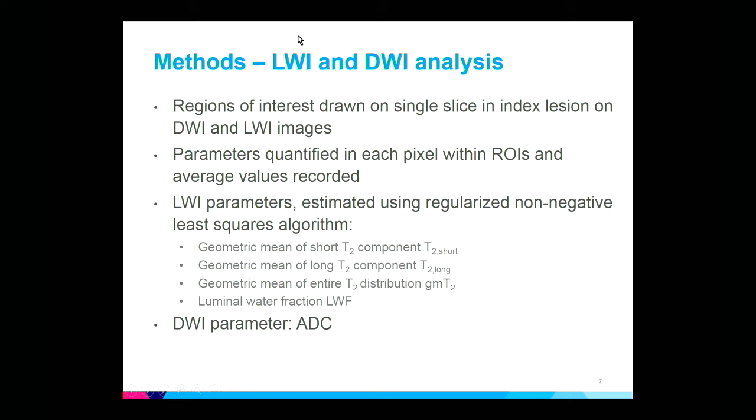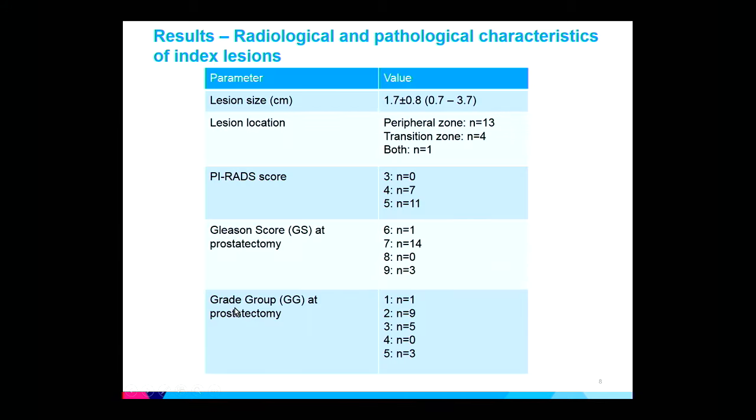Some details on the analysis. We drew regions of interest on a single slice in the index prostate cancer lesions, on both the diffusion-weighted imaging and luminal water imaging, and then quantified parameters in these ROIs. For luminal water imaging, we used a regularized non-negative least squares algorithm to estimate the parameters, which are the short T2, the long T2, the mean T2, and the luminal water fraction, LWF. For diffusion-weighted imaging, we just estimated the ADC parameter values.